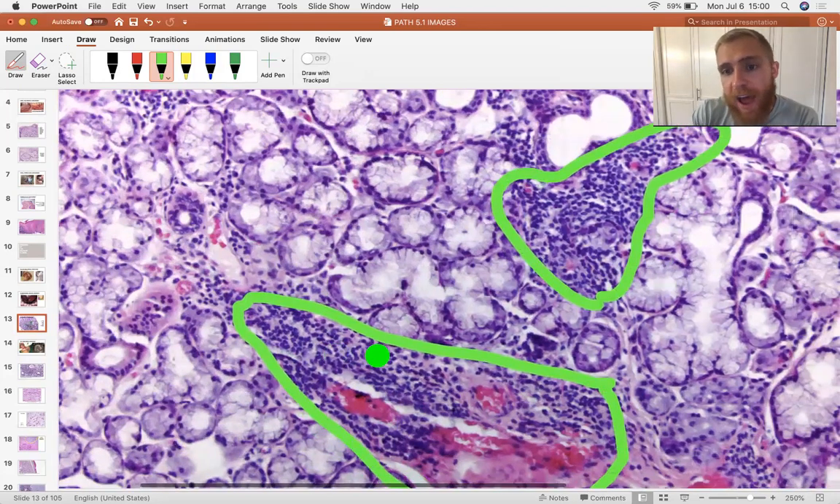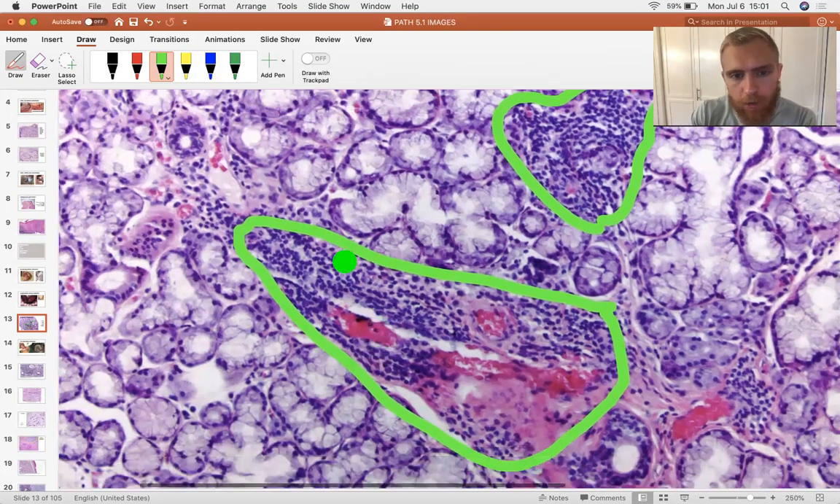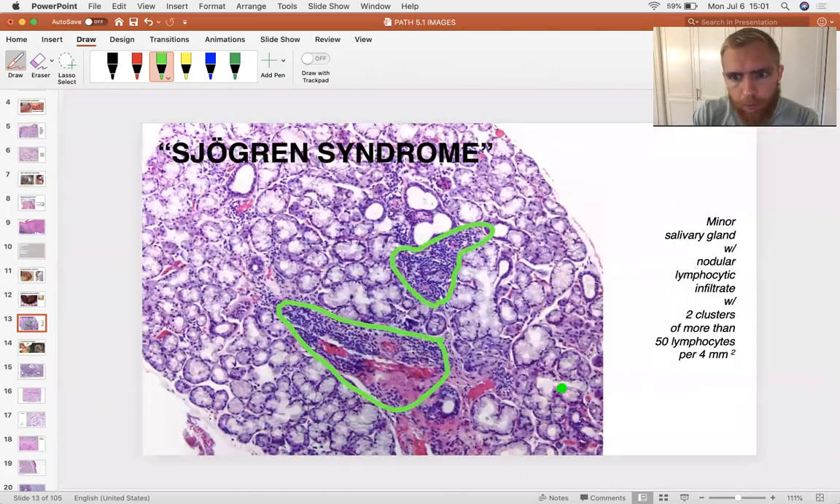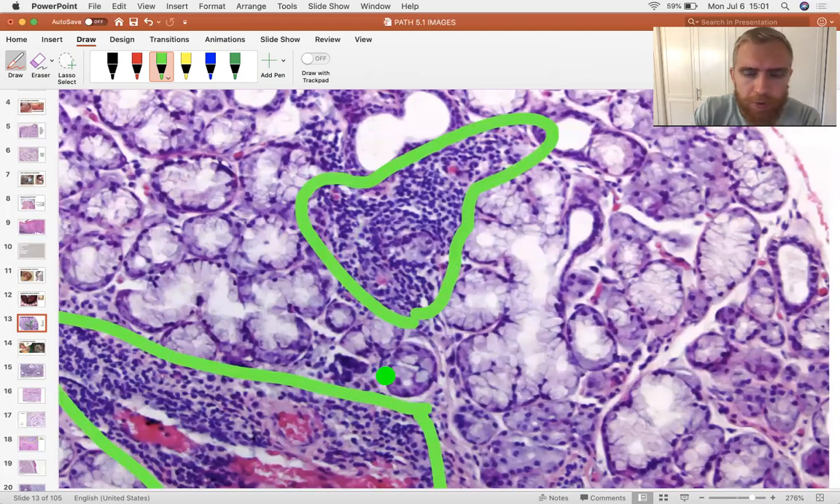And the size of lymphocytic clusters on histology is what's going to be a diagnostic criterion for Sjögren's. You need 1 or more clusters greater than, I think, 50 lymphocytes per 4 millimeters squared, or 50 lymphocytes per surface area, whatever that is. So that's explaining it.